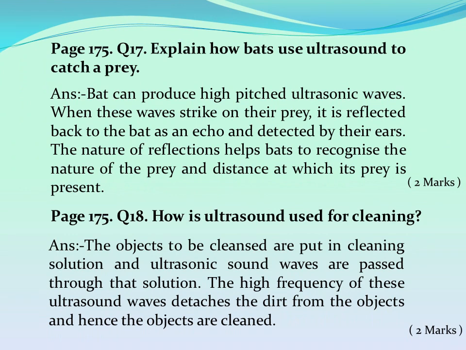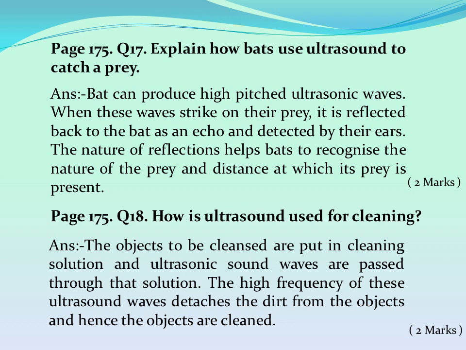Page number 175, question number 17. Explain how bats use ultrasound to catch a prey. Answer. Bats can produce high-pitched ultrasonic waves. When these waves strike their prey, they are reflected back to the bat as an echo and detected by their ears. The nature of the reflections helps bats to recognize the nature of the prey and the distance at which the prey is present.